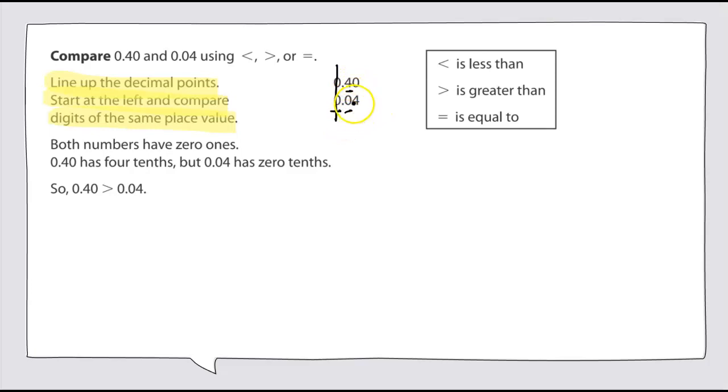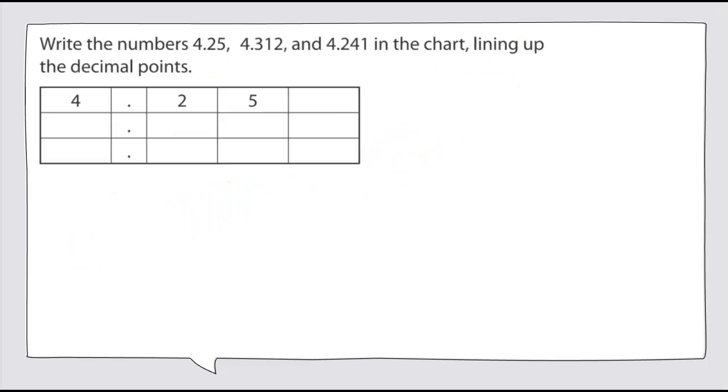Well, which one is bigger? 4 is bigger than 0. So we know that the alligator's mouth is going to eat 4/10, and it's not going to eat 4/100. So that means that 4/10 is greater than 4/100. And remember, here's our little key for our symbols: this is less than, this is greater than, and then we obviously have equal to. So with that, we're going to try some.